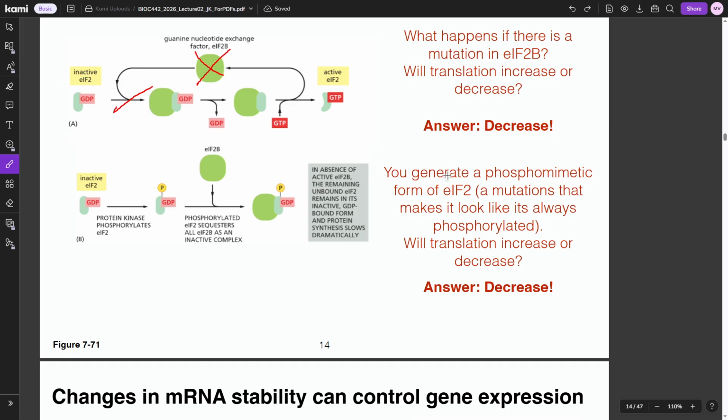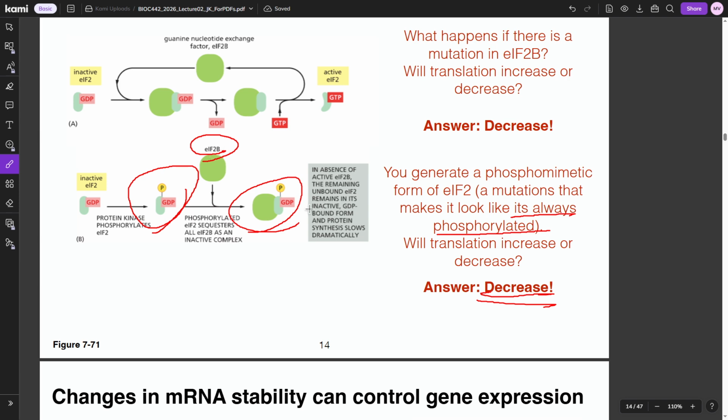And so let's say you generate a phosphomimetic mimic of EIF2. So what that means is that it always looks like it's phosphorylated. So it always looks like this. Will translation increase or decrease? It'll decrease, because remember, even EIF2B will still bind, but it'll end up in this stuck form, so you're going to sequester all of your EIF2B. And so you never get any GTP form. You never get this form.